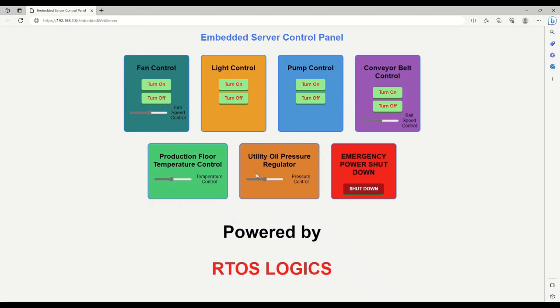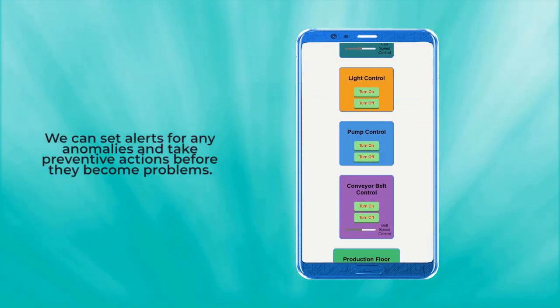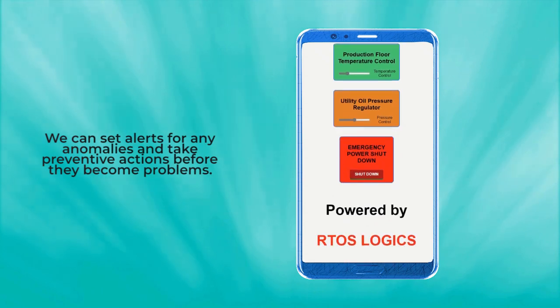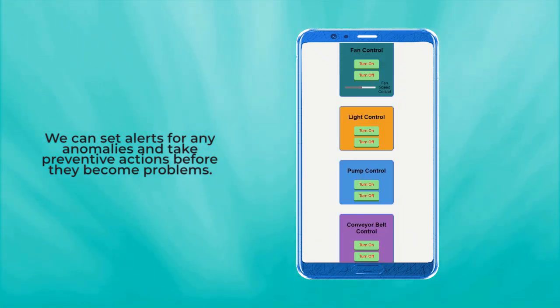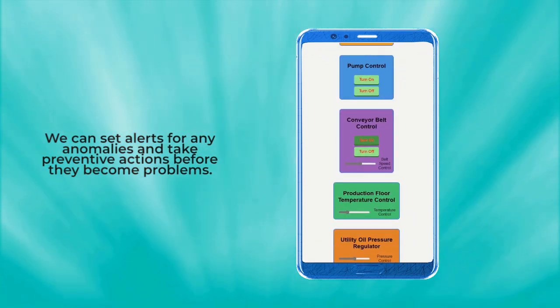The power of embedded web servers doesn't end there. Real time monitoring lets us keep a close eye on critical parameters like temperature, pressure, and fluid levels. We can set alerts for any anomalies and take preventive actions before they become problems.